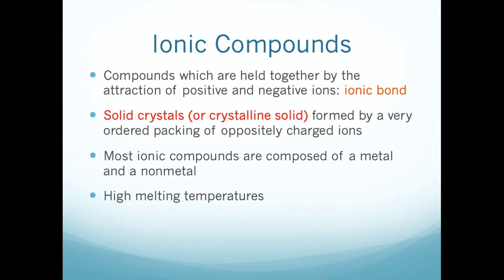A lattice. It's spelled lattice. I believe I have it on the next slide, and I'll show you a picture of what this looks like. Now, because we have so many of these ions together, this cumulative positive-negative attraction winds up being a very strong effect. This is why we often see that ionic compounds tend to have very high melting points.